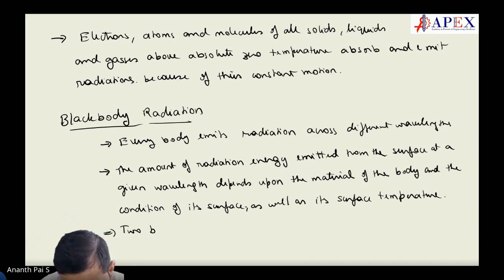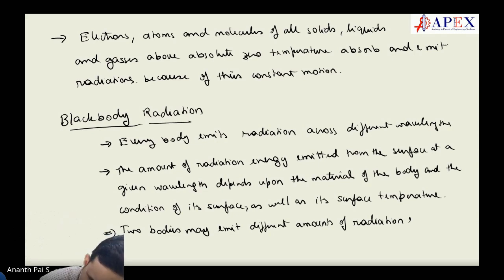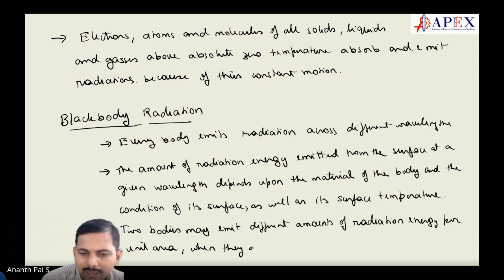Two bodies may emit different amounts of radiation energy per unit area when they are at different temperatures. They may also differ when they are at the same temperatures.